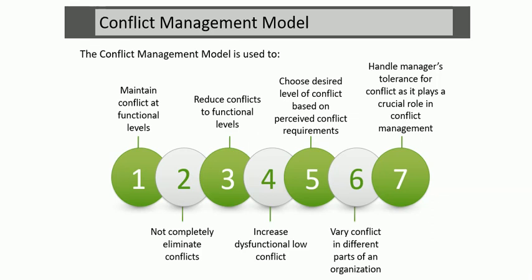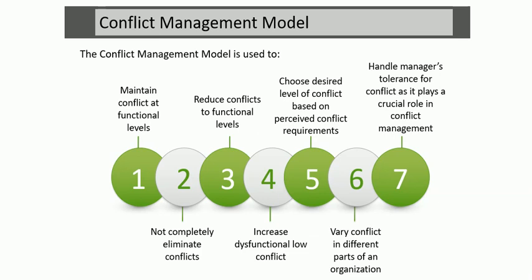On number six, we have to make the conflict model vary according to the conflicts, and it can be different according to the various departments and parts of the organization. So we have to change and work on different requirements and different levels and different solutions according to the organization's conflicts and the conflict properties.